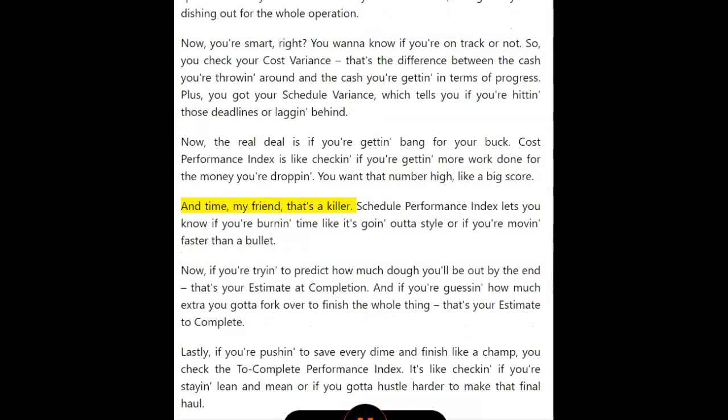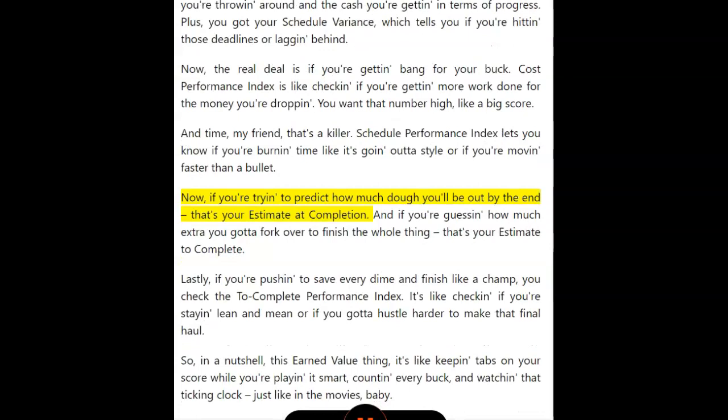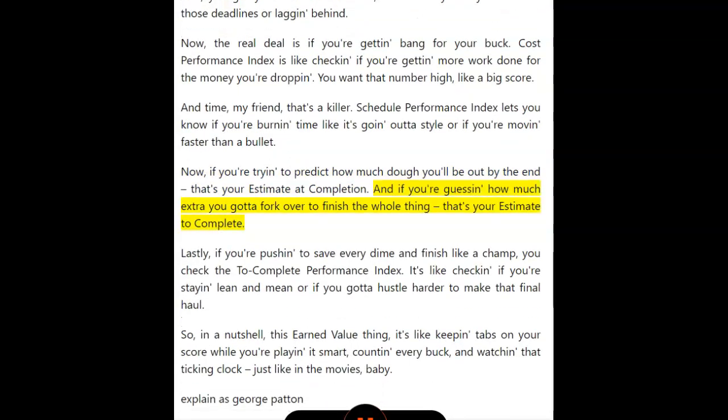And time, my friend, that's a killer. Schedule Performance Index lets you know if you're burning time like it's going out of style or if you're moving faster than a bullet. Now, if you're trying to predict how much dough you'll be out by the end, that's your estimate at completion. And if you're guessing how much extra you've got to fork over to finish the whole thing, that's your estimate to complete.